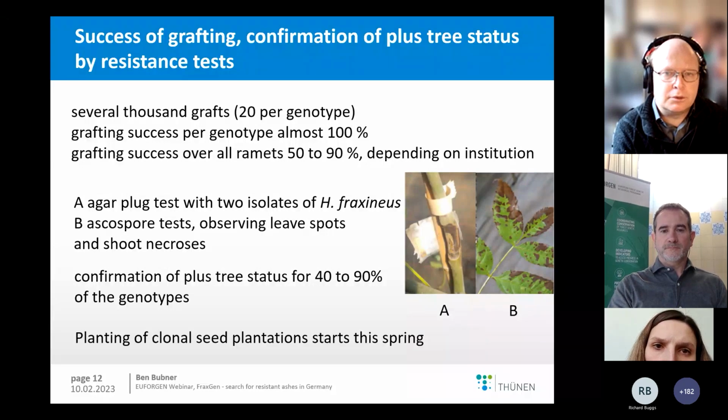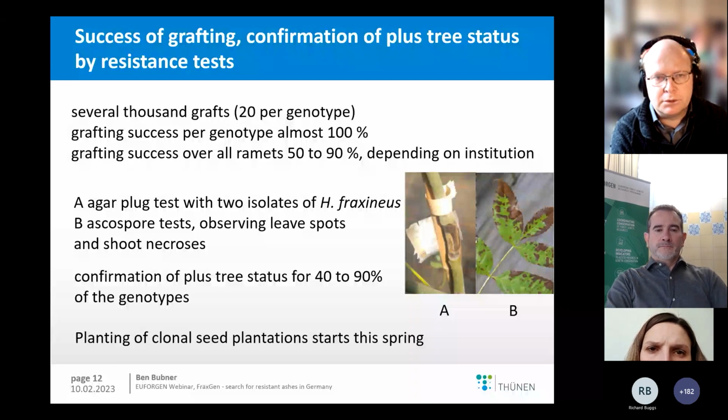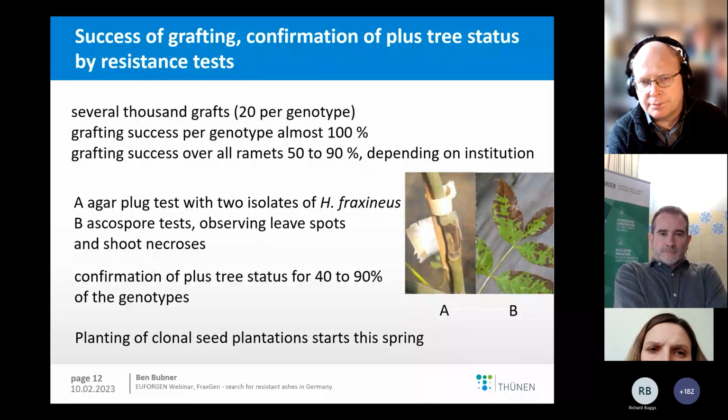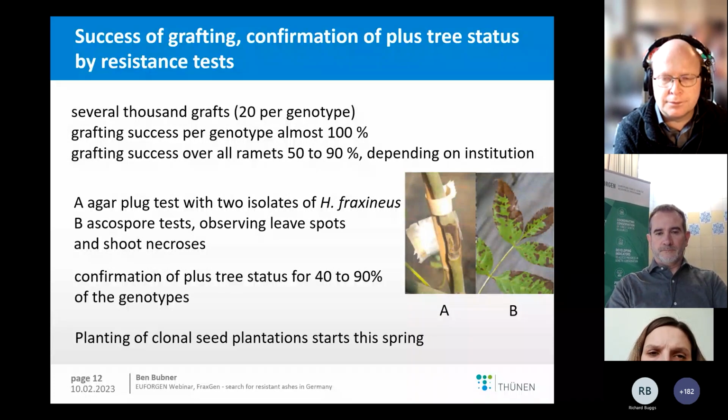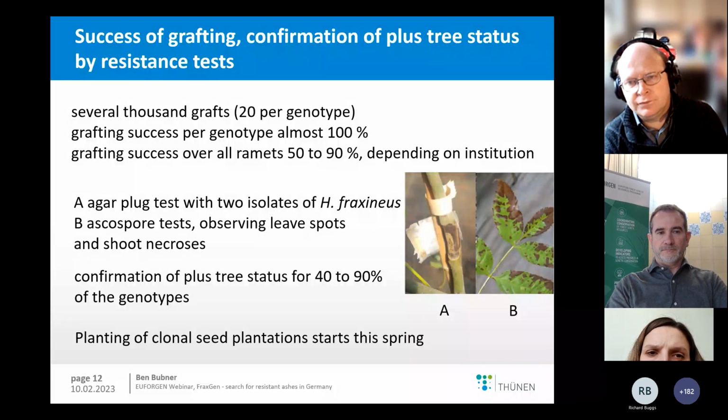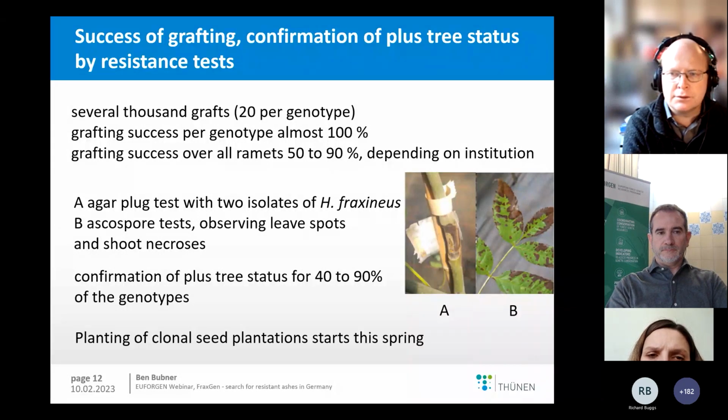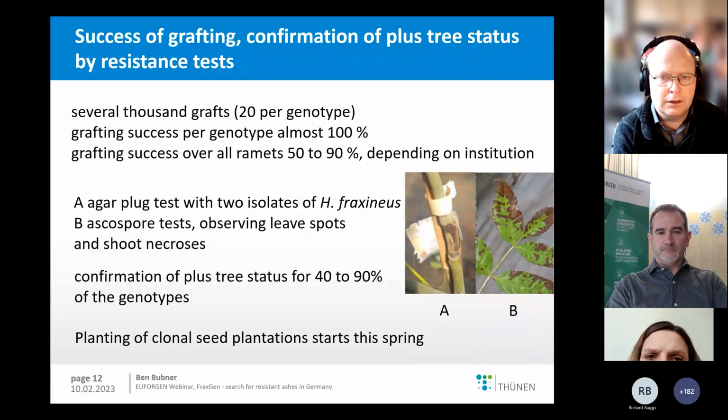We grafted several thousand grafts, 20 grafts per genotype. And the grafting success per genotype is almost 100%. But not all grafts of a genotype start to grow. And here the success rate is 50 to 90% among the 5 institutions, depending on the institution.